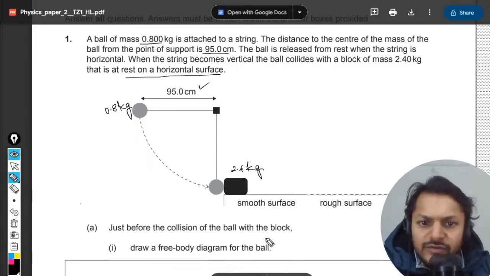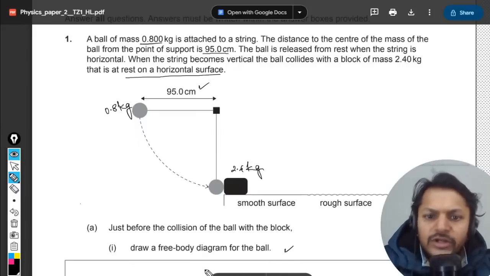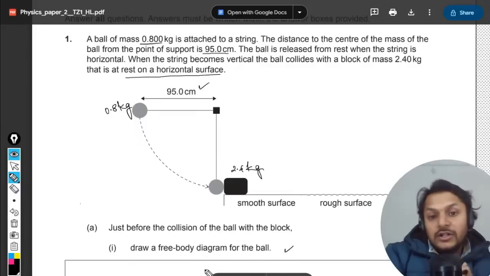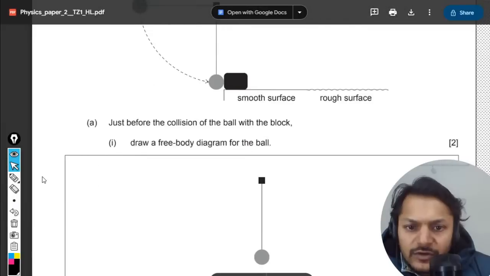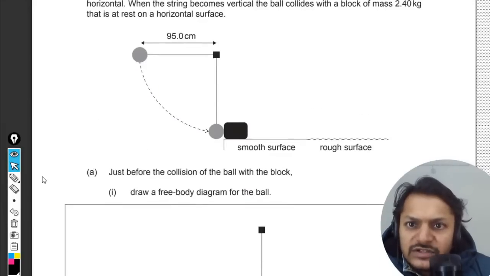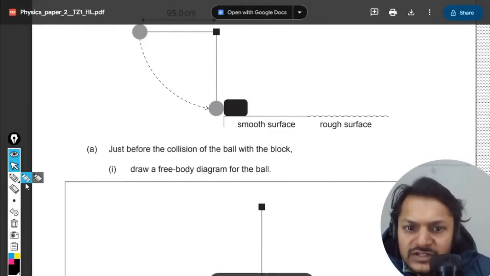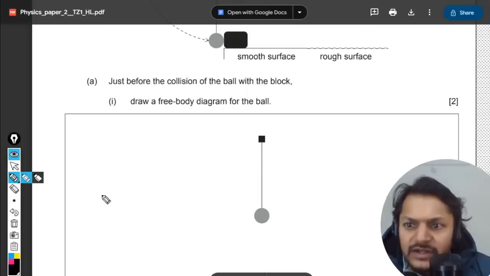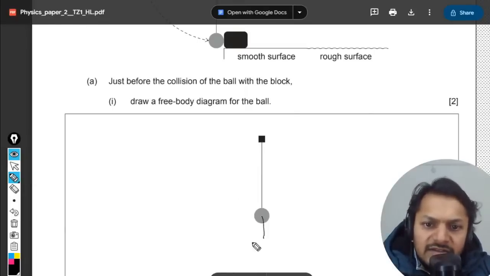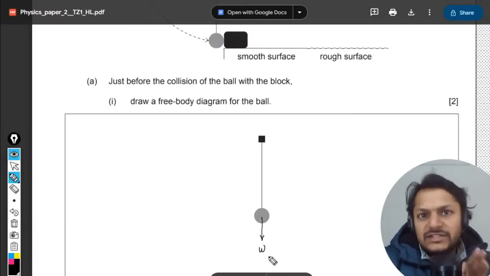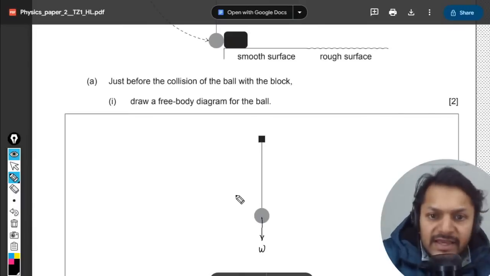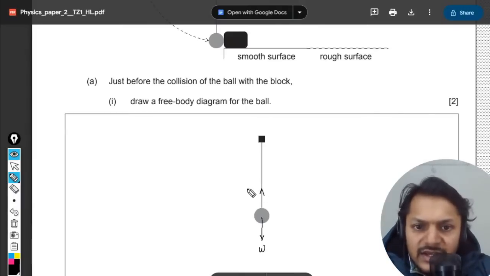Just before the collision of the ball with the block, draw the free body diagram for the ball. So what is the free body diagram for the ball? First of all, we have to see what forces there are. The first force that will be there is obviously the weight, isn't it? Weight will be there. You can't get rid of it. What else do you think is there? Tension? Yes, the tension in the string.